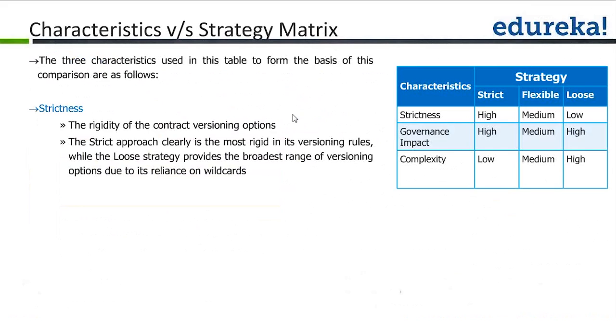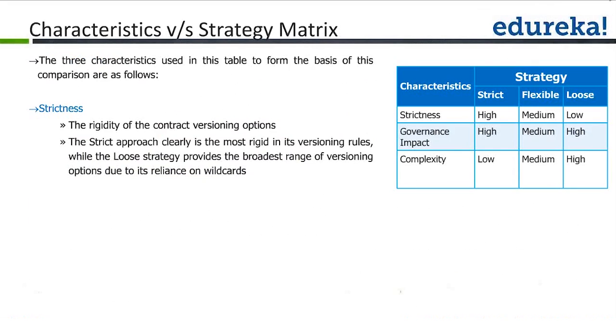So it is medium. But the loose strategy will be both forward and backward, so strictness would be low, right? They don't have to worry about the strictness because it is both ways compatible. So the strictness in terms of versioning rule is very little. It is both ways compatible. So high, medium and low.